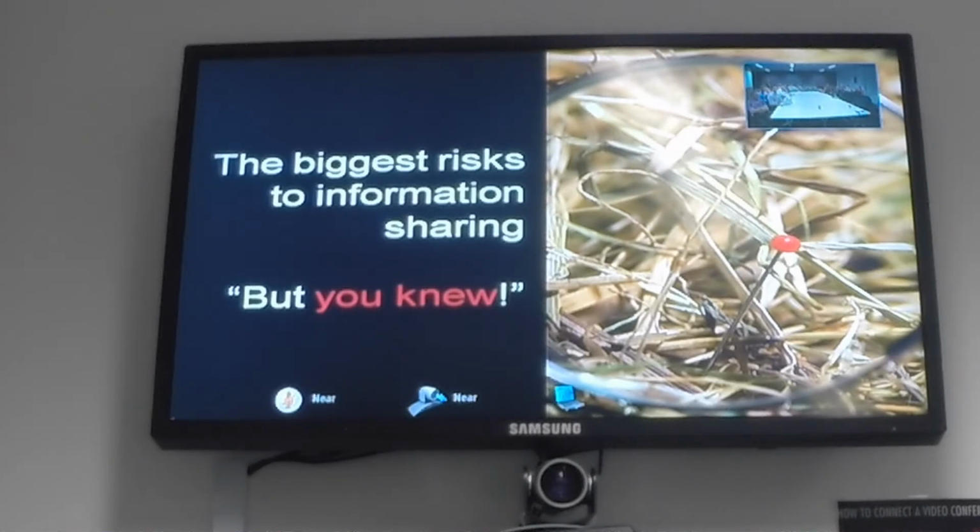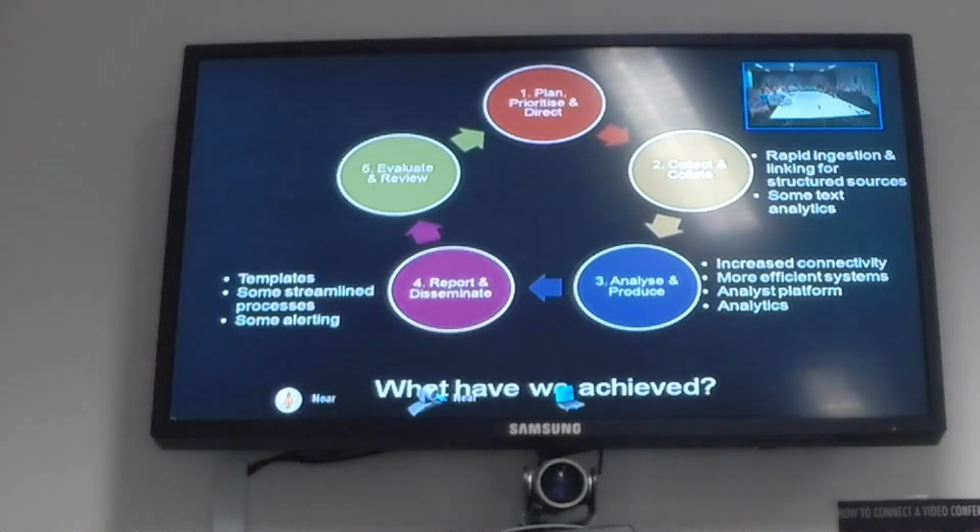These are some of the things that we're looking at the moment, and these are the things that we have done from my previous one. We have much more rapid ingestion and linking of our structured data sources. We've started to do text analytics and started to integrate that with our structured sources, but it's very early in the journey for us. We're also much better in phase 3 and then analyse and produce.